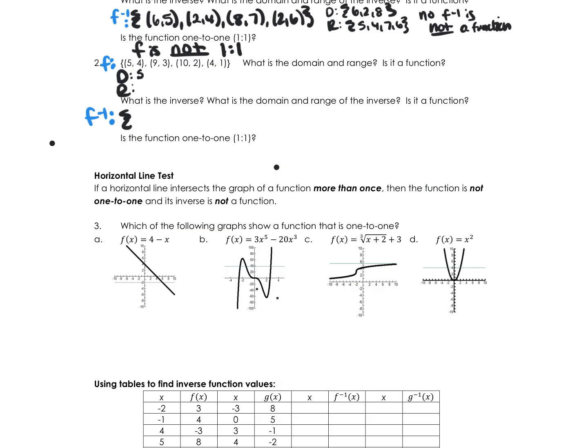Alrighty, so your domain for f should be 5, 9, 10, 4. If you rewrote it in order, great. I did not rewrite it in order, but that's fine. Your range should be 4, 3, 2, 1. And is f a function here? Do we have any repeats in the domain? No, no repeats in the domain. So yes, f is a function.